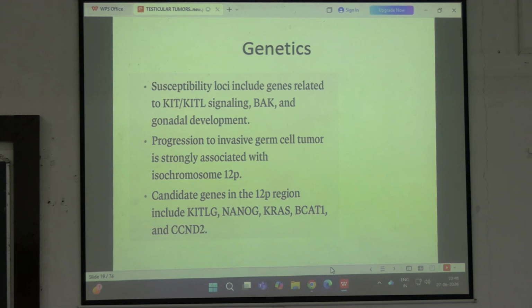The tumors that are not related to GCNIS, that are rare, are not implicated by chromosome 12, they are implicated by chromosome 9. Others you don't need to remember so much, just remember KIT LG, NANOG, KRAS if you can.